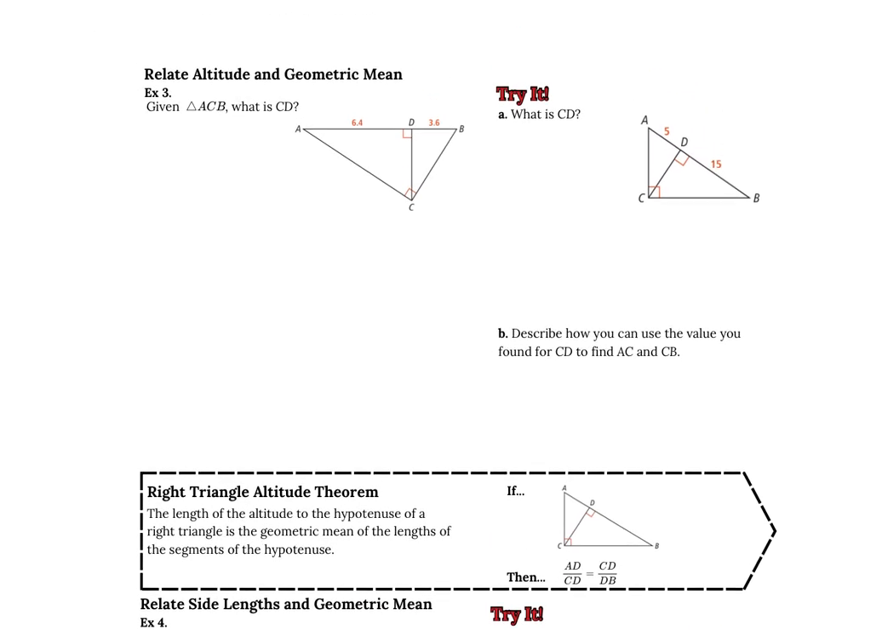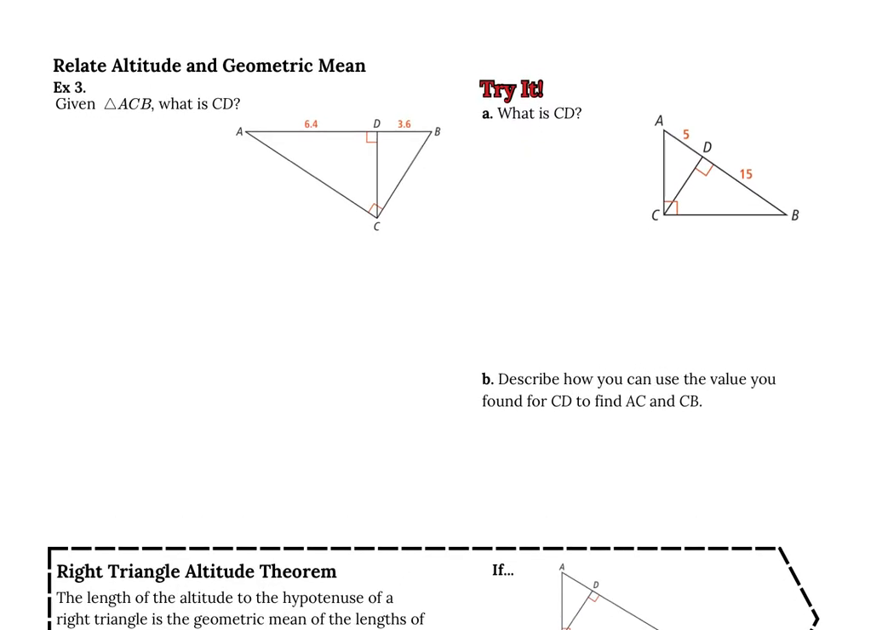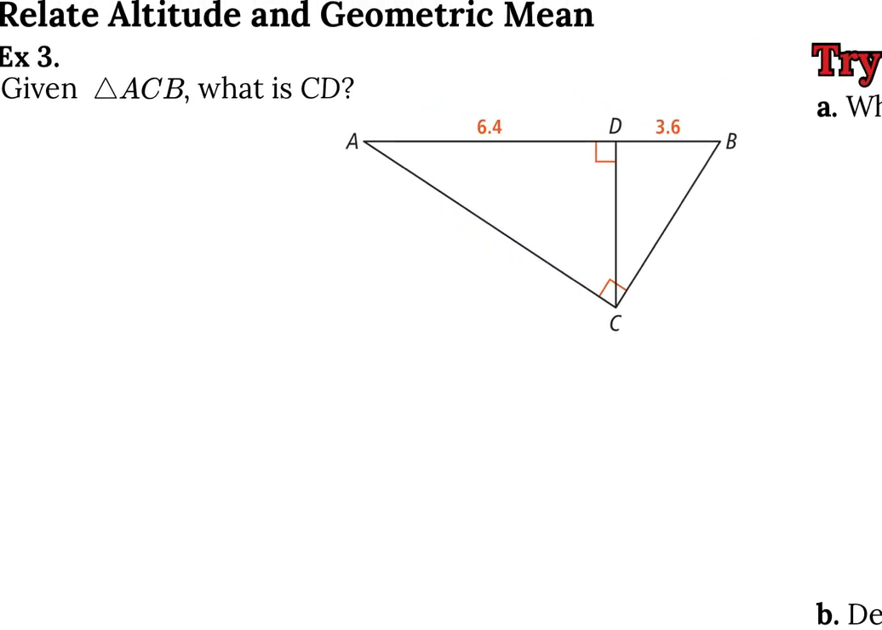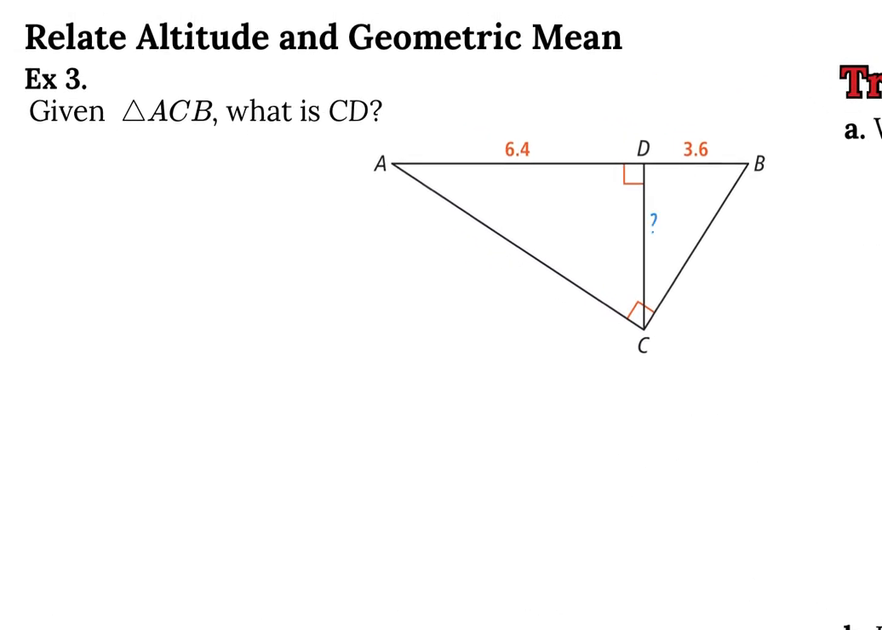All right, example 3. Given triangle ACB, what is CD? So we're looking for CD. That is very large. Zoom in. Looking for CD. All right, so setting up our proportions, AD would match up with the CD that we're looking for. And the CD that we are looking for would match up with the BD.